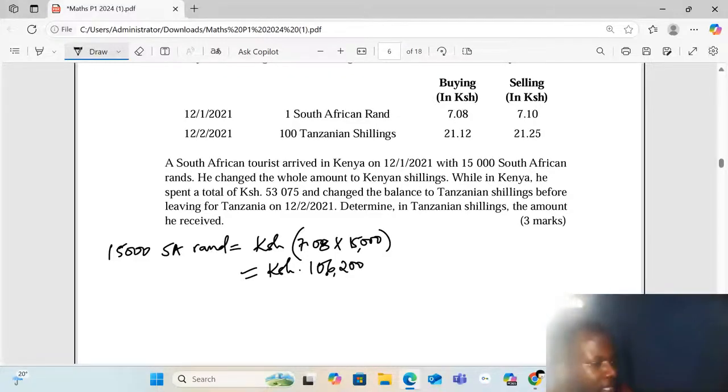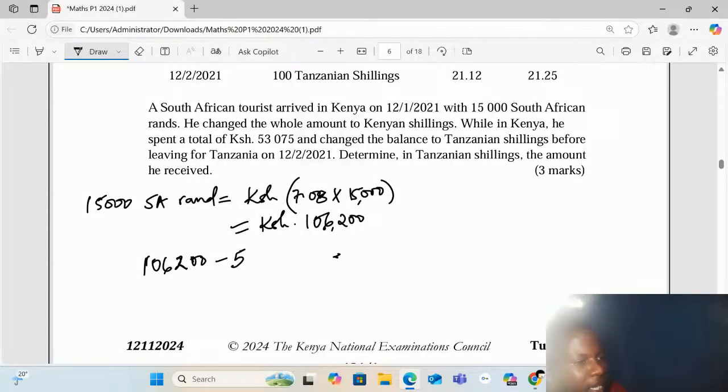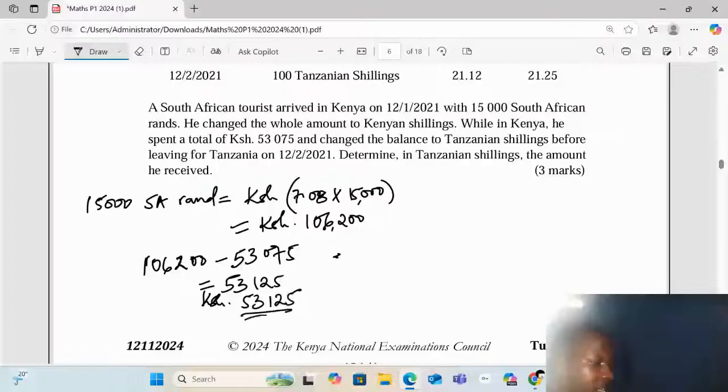You take 106,200, and he spent 53,075. Now, what he remained with, when you subtract, you get 53,125 Kenyan shillings. That was the balance.